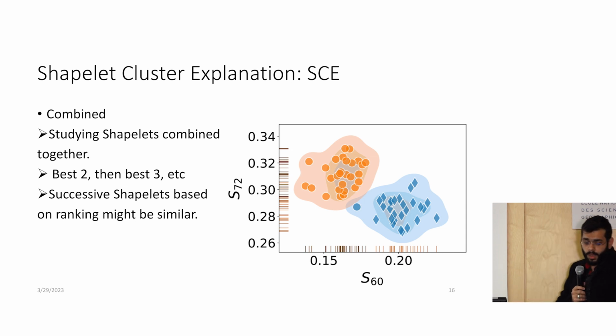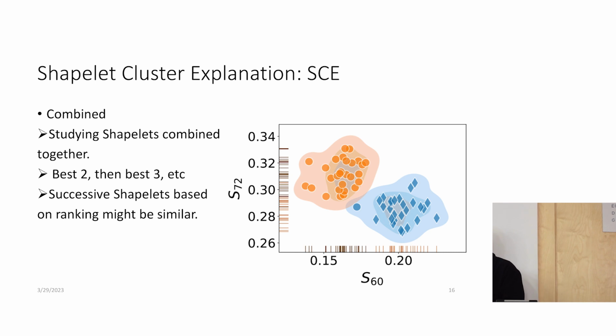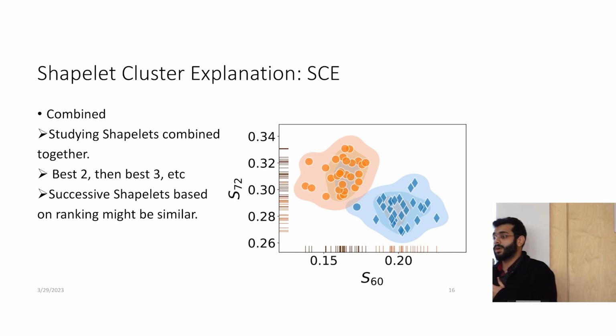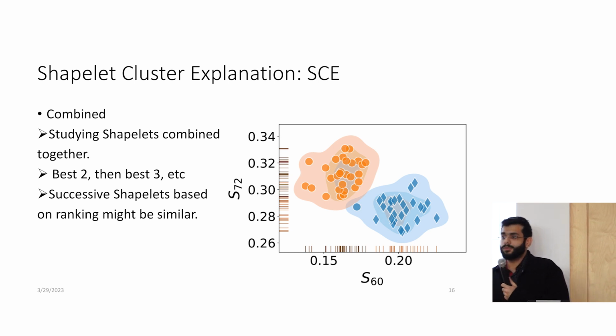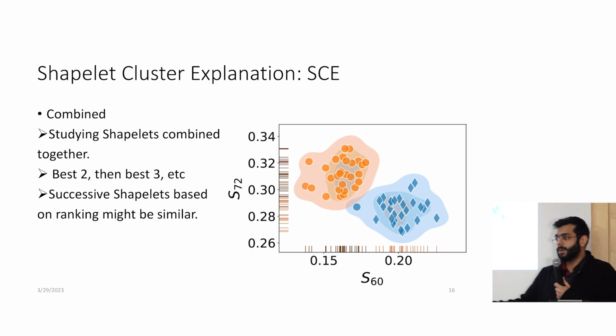The second one is to combine shapelets. So instead of working with each shapelet independently, now we say, okay, let's find the first shapelet, and second, we try to find the second shapelet that best adds information to the first one, and so on, building the space by the shapelets learned.